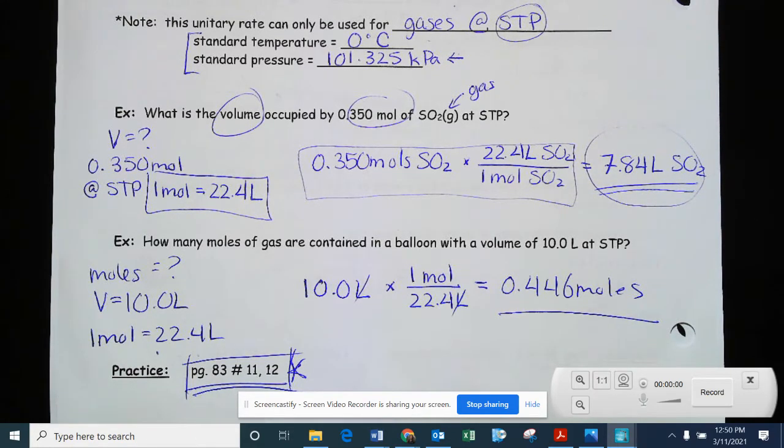Where is my chemistry textbook? I've got a chemistry 12 book up here.